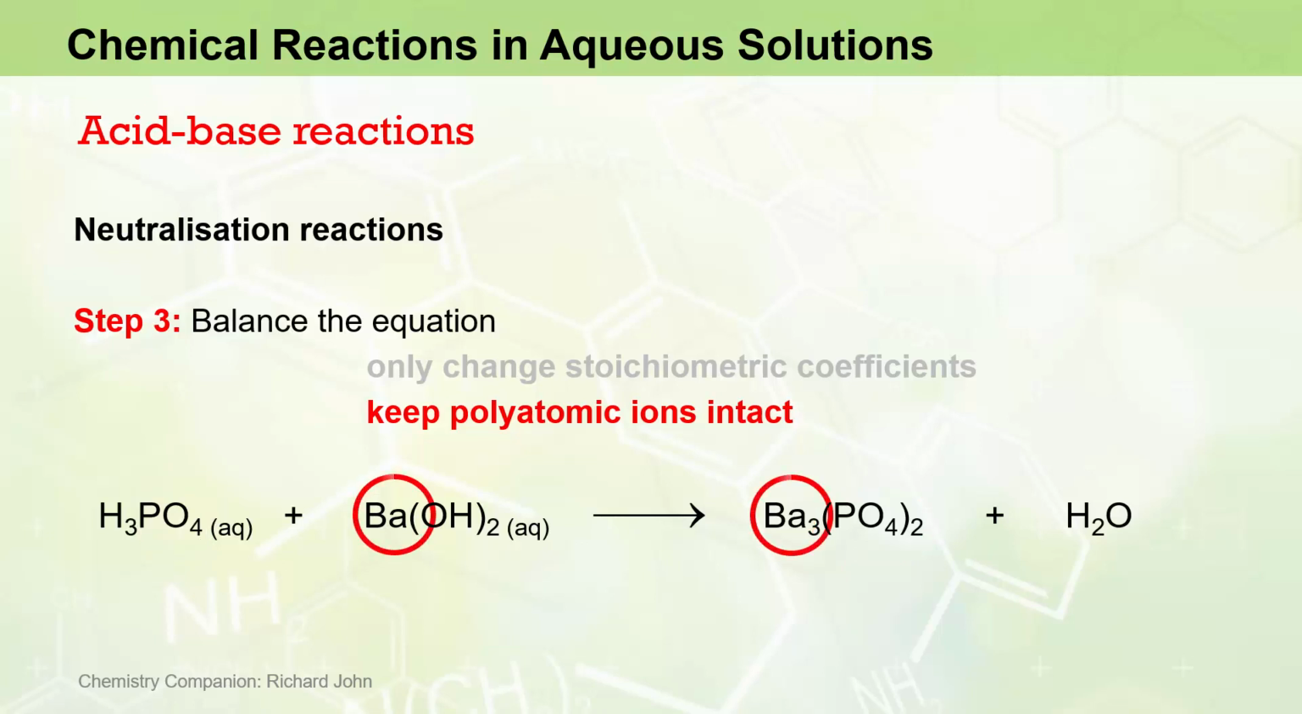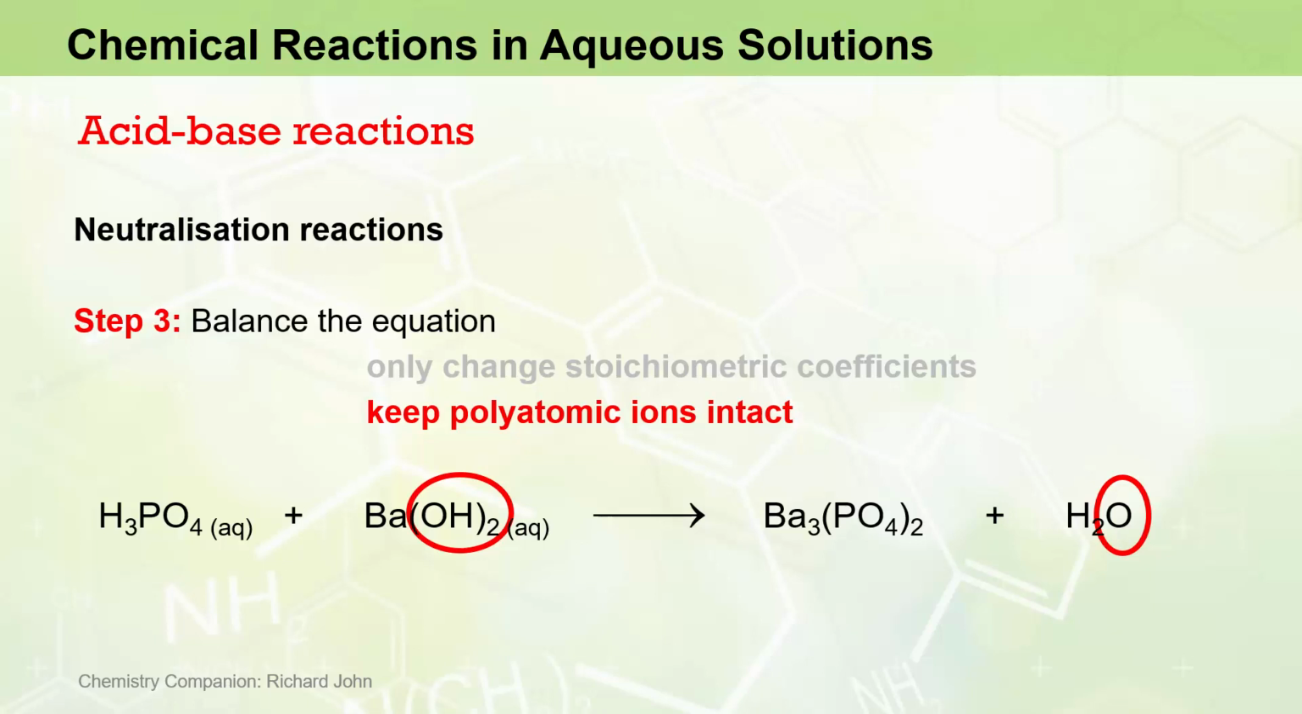We can also see that the barium ions are not balanced. We have only one barium atom on the left-hand side at the moment, and we have 3 barium atoms on the right-hand side. We also have 3 plus 2, that's 5 hydrogen atoms on the left-hand side and only 2 on the right-hand side. And finally, we have 2 oxygen atoms on the left-hand side, excluding the oxygens that are tied up with a phosphate ion, and we only have 1 oxygen atom on the right-hand side, again, excluding the oxygens tied up in the phosphate ion. So clearly this equation needs balancing.